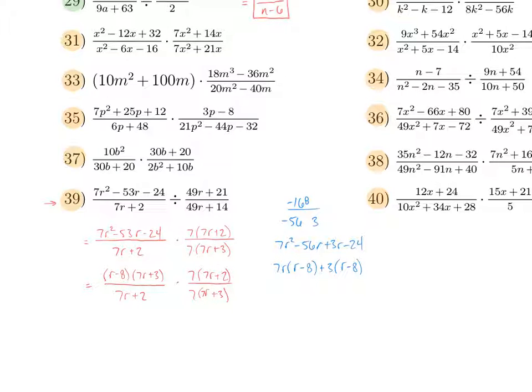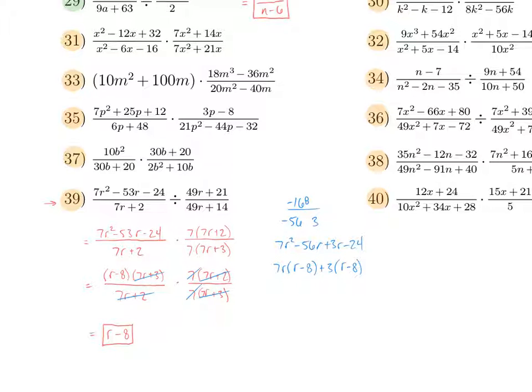All right, so now it's a multiplication problem, so I can cancel things if I've got anything alike in my numerator and denominator. I've got a 7r plus 2 in both the numerator and my denominator. I've got a 7r plus 3 in both cases as well. And I've got two 7s. All right, so the only thing that's going to be left behind is the r minus 8. So this whole expression really just equals r minus 8.